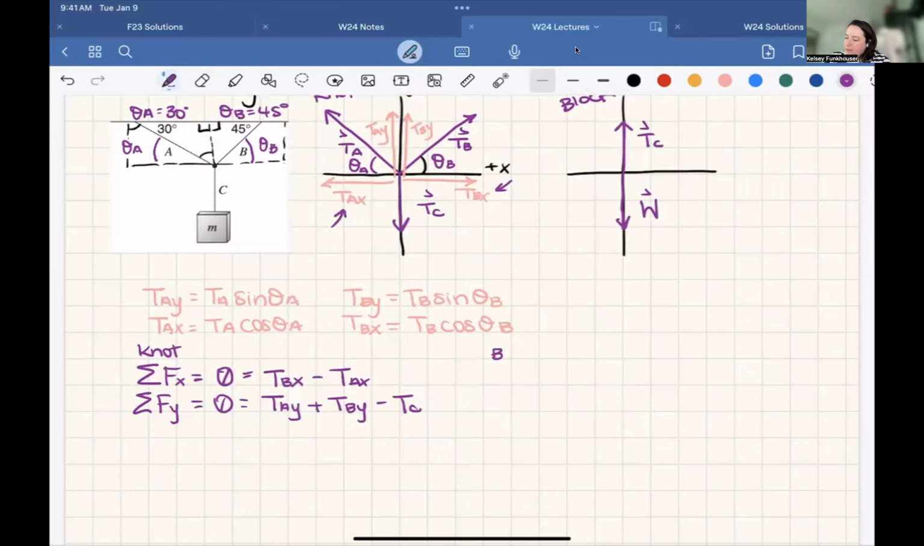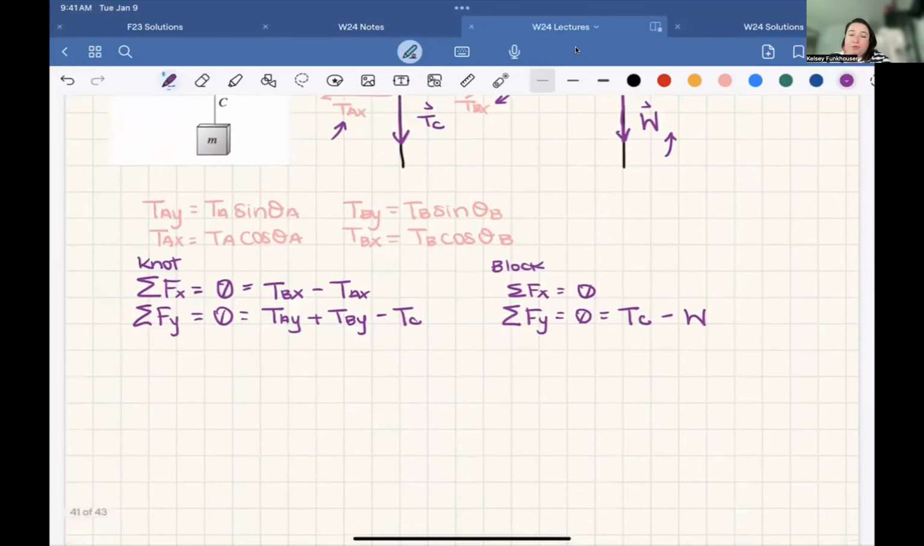And then we have the block. So there's no X forces. I mean, we can still write it for completeness, but it's 0. But in the Y direction, net force is also 0, but there are individual forces. There is tension in C, and it is subtracted by the weight, because tension in C is in the positive Y, weight is in the negative Y. And one thing we can do just really quickly, because this is such a simple equation, is if we add the weight to both sides, we see that the tension in C is just the weight of the block.